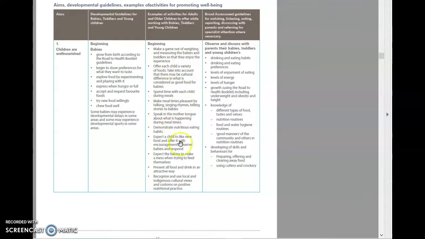This column is example of activities that can be done with the babies. And the last column is the assessment. The assessment will be discussed on day 5. So we will now look at this column. Let's call it the middle column, the example of activities. Listed for you here in the NCF for babies are the example activities which will help them to be children that are well nourished.